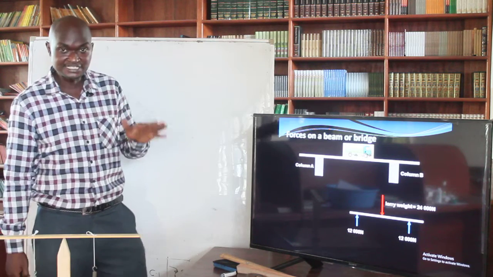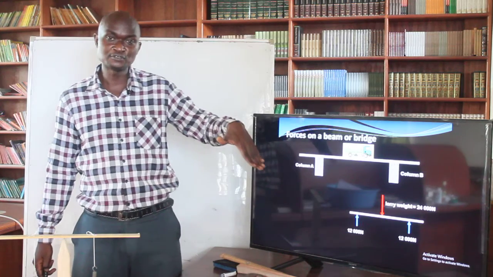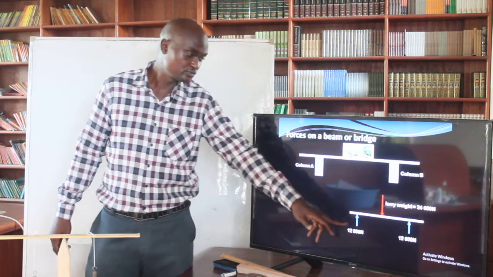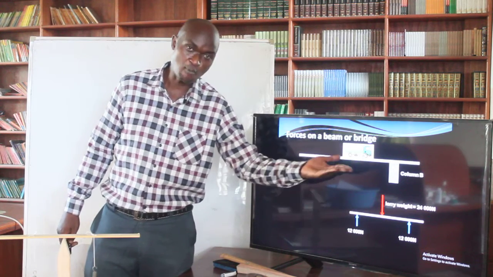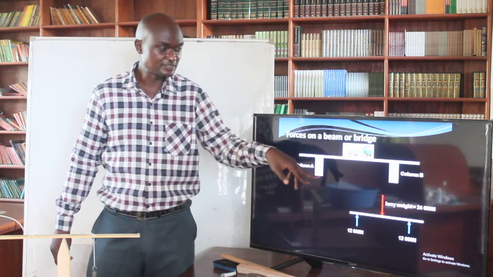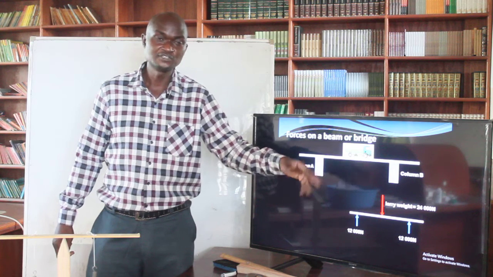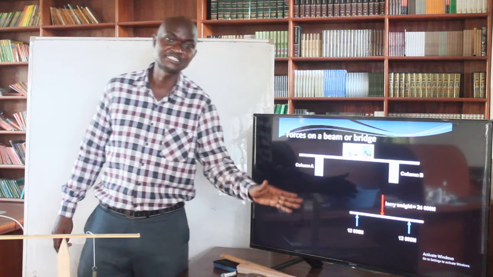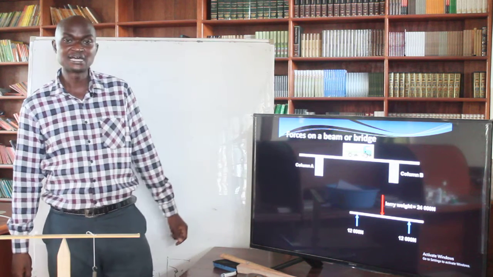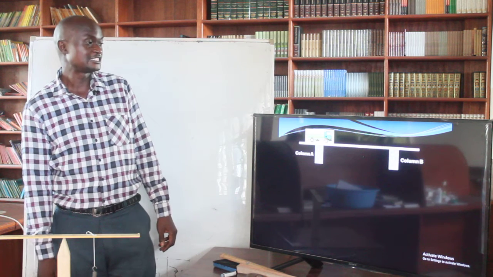Again, for a system to be in equilibrium, the sum of opposite parallel forces should be equal. The two 12,000 newtons are acting upwards. They are parallel and acting upwards, while the 24,000 is parallel but acting downwards. So the sums of the parallel opposite forces are equal, and that makes it be at equilibrium and the bridge cannot break.